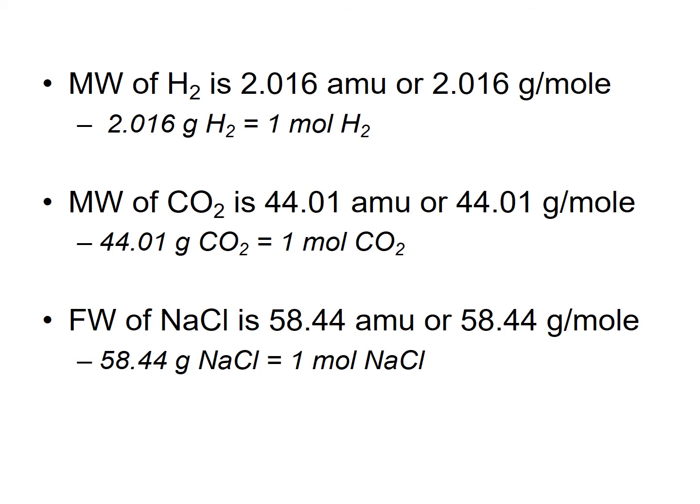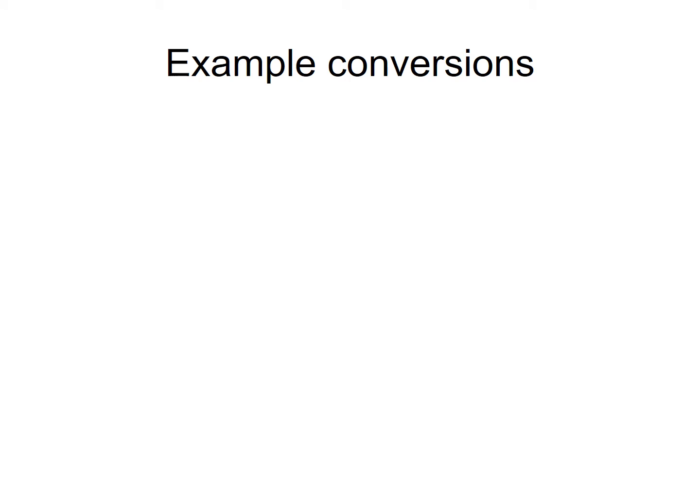These things now allow us to do conversions. Remember how whenever we have an equality like that, we can put it into a conversion factor and convert from one unit to another. And this allows us to convert between two different ways of expressing the amount of a substance. We can express the amount as the mass in grams, or we can express the amount by something akin to counting the atoms or molecules in moles.